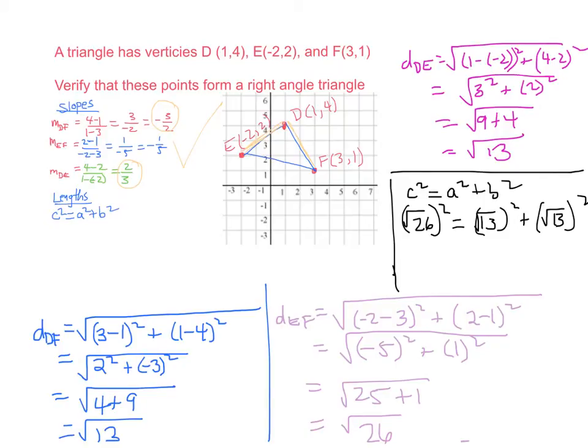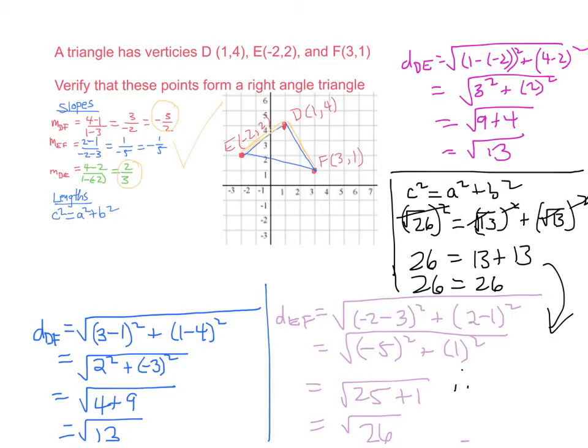So the square root and the squared, they end up canceling out. So we get 26 is equal to, these cancel out as well, 13 plus 13, 26 is equal to 26. And we can see that it has satisfied the Pythagorean theorem. Therefore, and I guess I'll just write everything down here. So this is for both, this is for the slopes as well as the length.